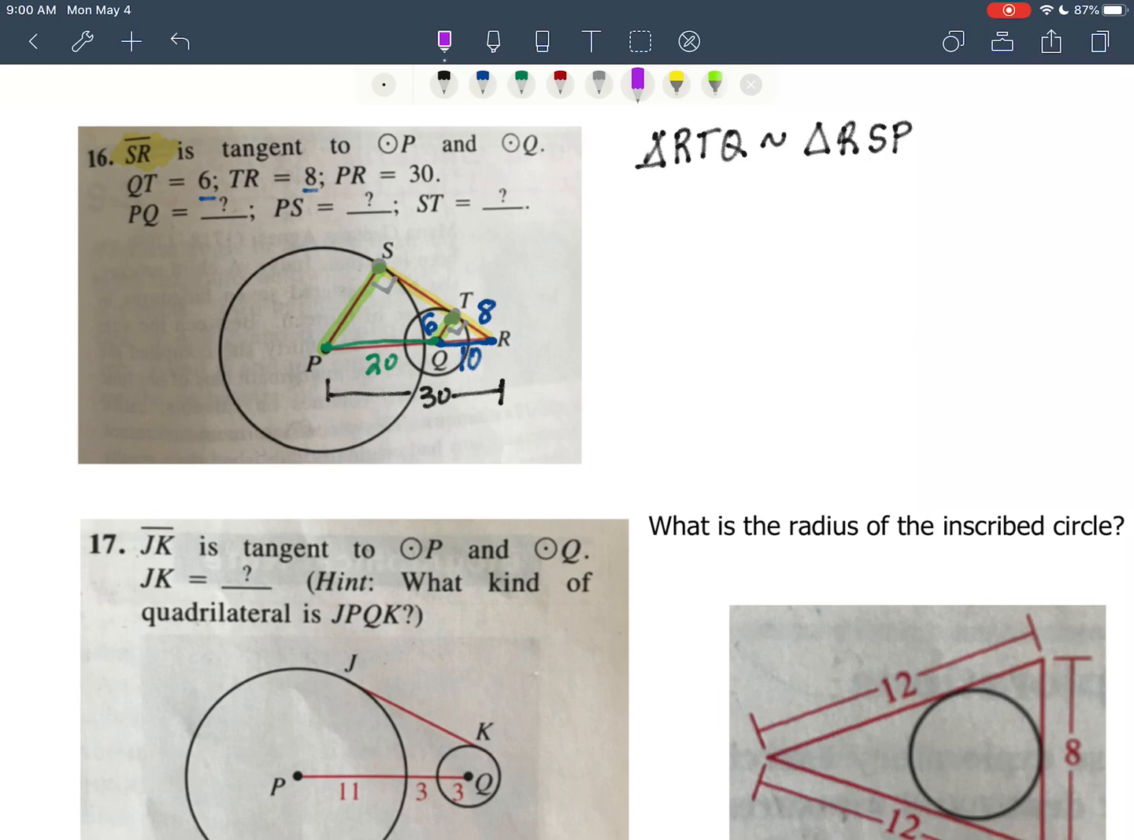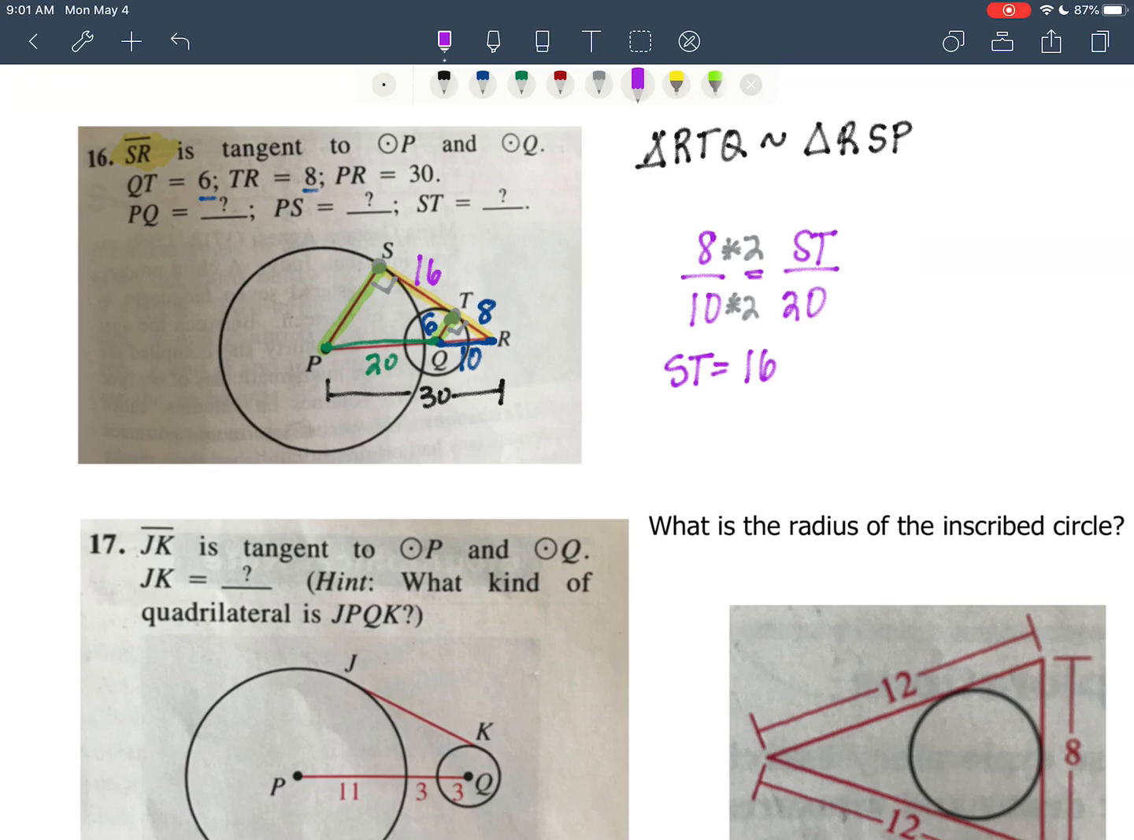I know that 8 is to 10 as ST is to 20. So that's going to make ST equal to 16. You can cross multiply and divide. You can also see that we multiplied by 2, multiply by 2 to keep that ratio consistent and constant. We're going to get ST is equal to 16, so I'm going to fill that in. That's 16.